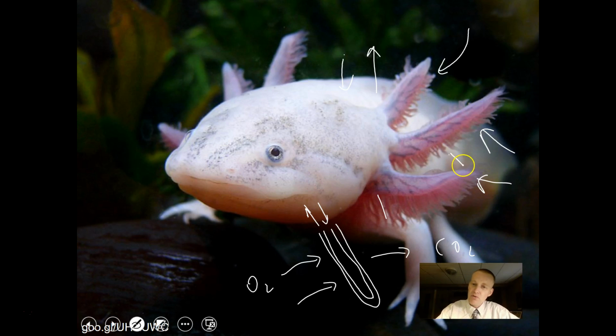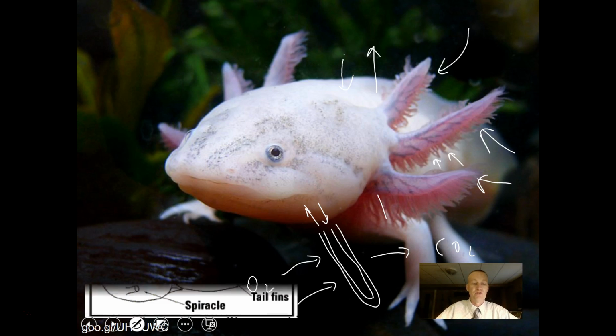If you were to add up all of these little gill parts, that's a huge amount of surface area that allows for gas exchange to occur. So these are called external gills, and these are used by many different kinds of creatures. I just used an example of a salamander in this picture.